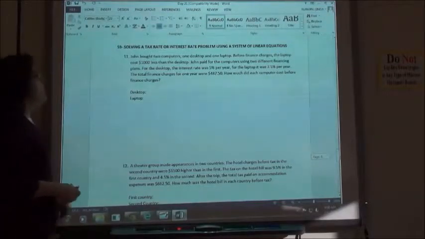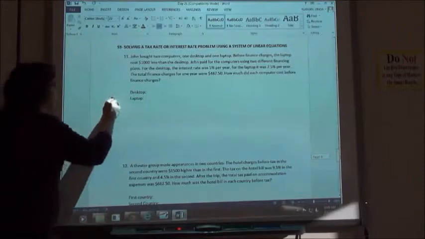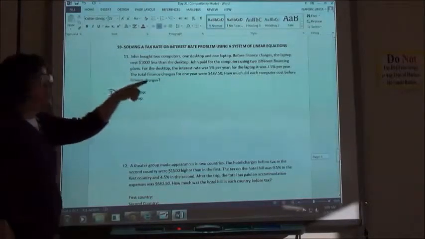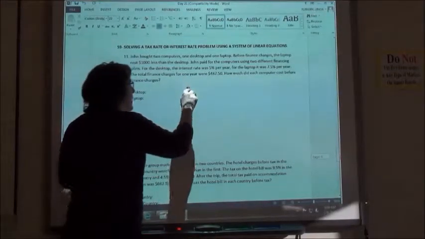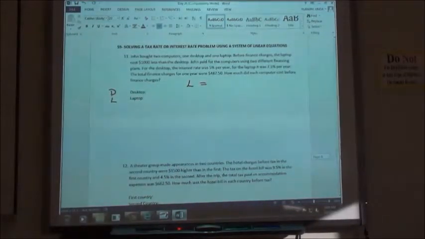It says John bought 2 computers, one desktop, one laptop. I'm going to use D for my desktop, L for my laptop, because I like to use variables that make sense to me. Before finance charges, the laptop cost me $1,000 less than the desktop. When you're translating those sentences, whatever one is mentioned first is the one you're going to set equal to something. The laptop costs, the laptop is $1,000 less than the desktop.